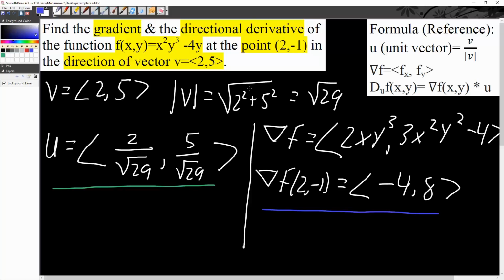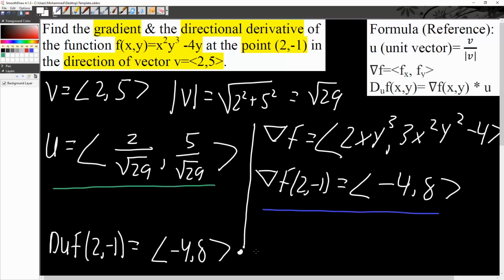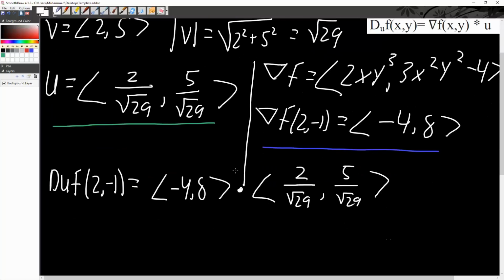And now we want to get the directional derivative. So we just apply this formula. So we can say D_u f at the point (2, -1) is equal to the gradient, so <-4, 8>, dot product with u, so u is <2 divided by square root of 29, 5 divided by square root of 29>, and we are simply just applying the dot product.